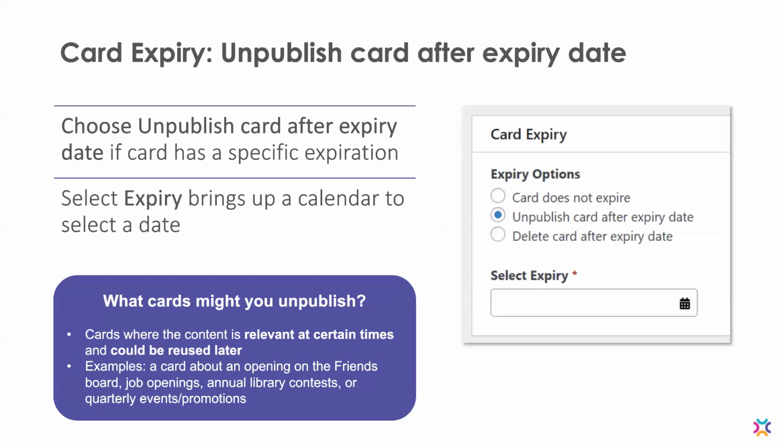Another option is unpublish card after expiry date. This is helpful if the card has a specific expiration, but you might need to use the card again in the future. When you select unpublish card after expiry date, you'll see a calendar. You pick your day. Some use cases for this one could be like an opening on the friends board. You have them, maybe not all the time, but maybe a handful of times a year. So whenever the opening closes, you don't need the card visible anymore.